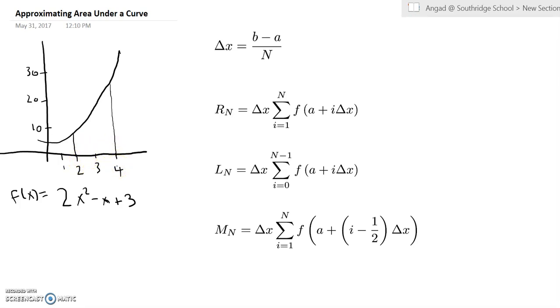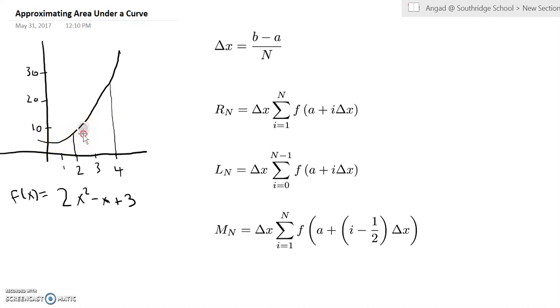The way we do this is by drawing rectangles underneath the curve. We add the areas of all the rectangles, and this should give us an approximation of the area under the curve. The rectangles all have to have the same width in order to do this, and this width is considered your delta x, the change in your x values with each rectangle. So here's what I mean by that.